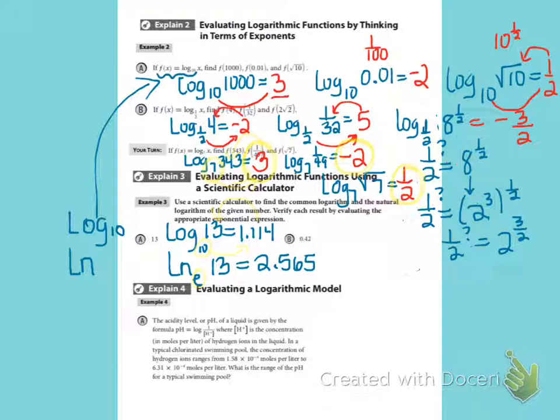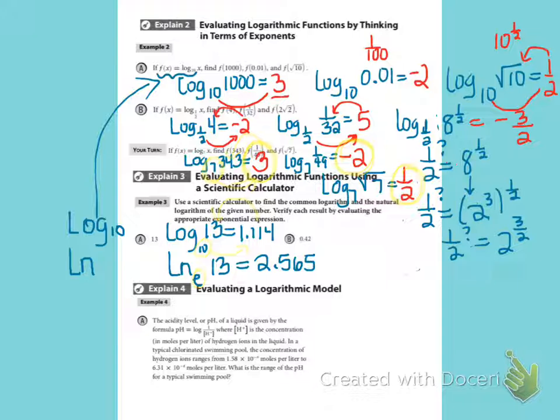And so I'm going to go ahead and do that on my calculator. I'm going to raise, sorry, not 13, e to the 2.565 power. And when I raise e to the 2.565, I got about 13.0006583, which is pretty darn close to 13.